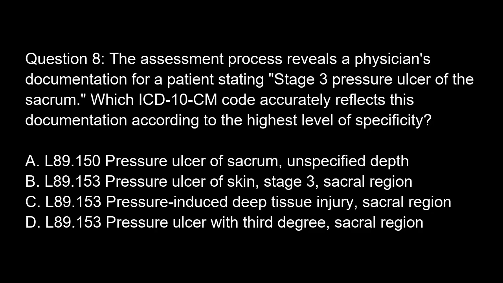Question 8. The assessment process reveals a physician's documentation for a patient stating stage 3 pressure ulcer of the sacrum. Which ICD-10-CM code accurately reflects this documentation according to the highest level of specificity? Option A, L89.150, pressure ulcer of sacrum, unspecified depth. Option B, L89.153, pressure ulcer of skin, stage 3 sacral region. Option C, L89.153, pressure-induced deep tissue injury, sacral region. Option D, L89.153, pressure ulcer with third degree, sacral region.